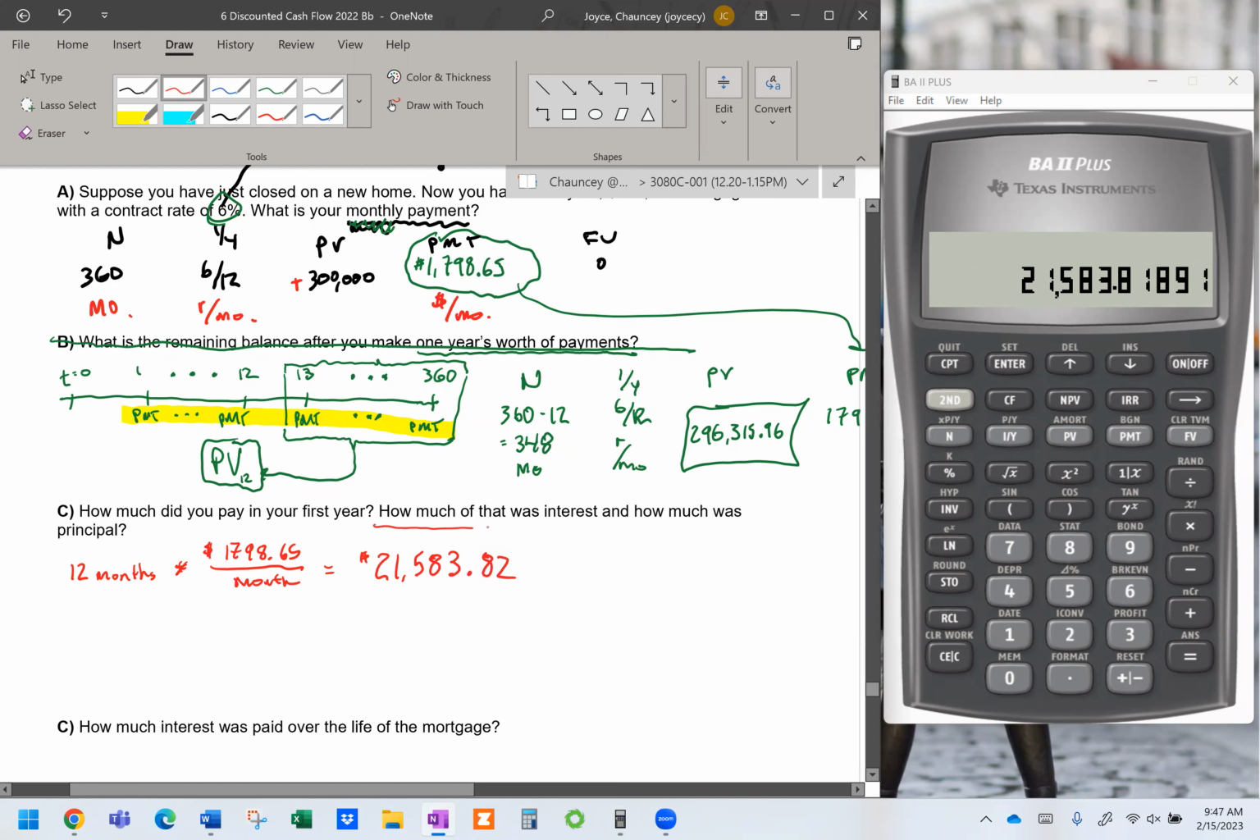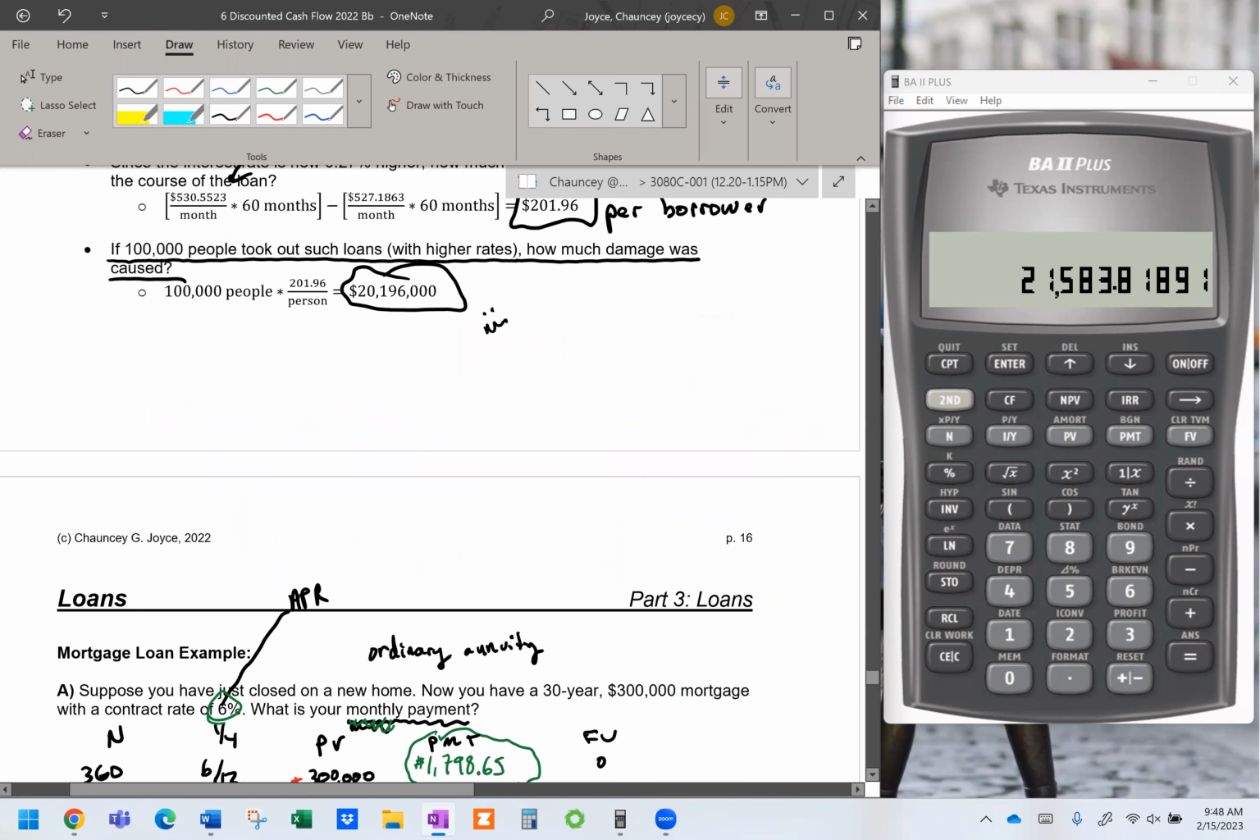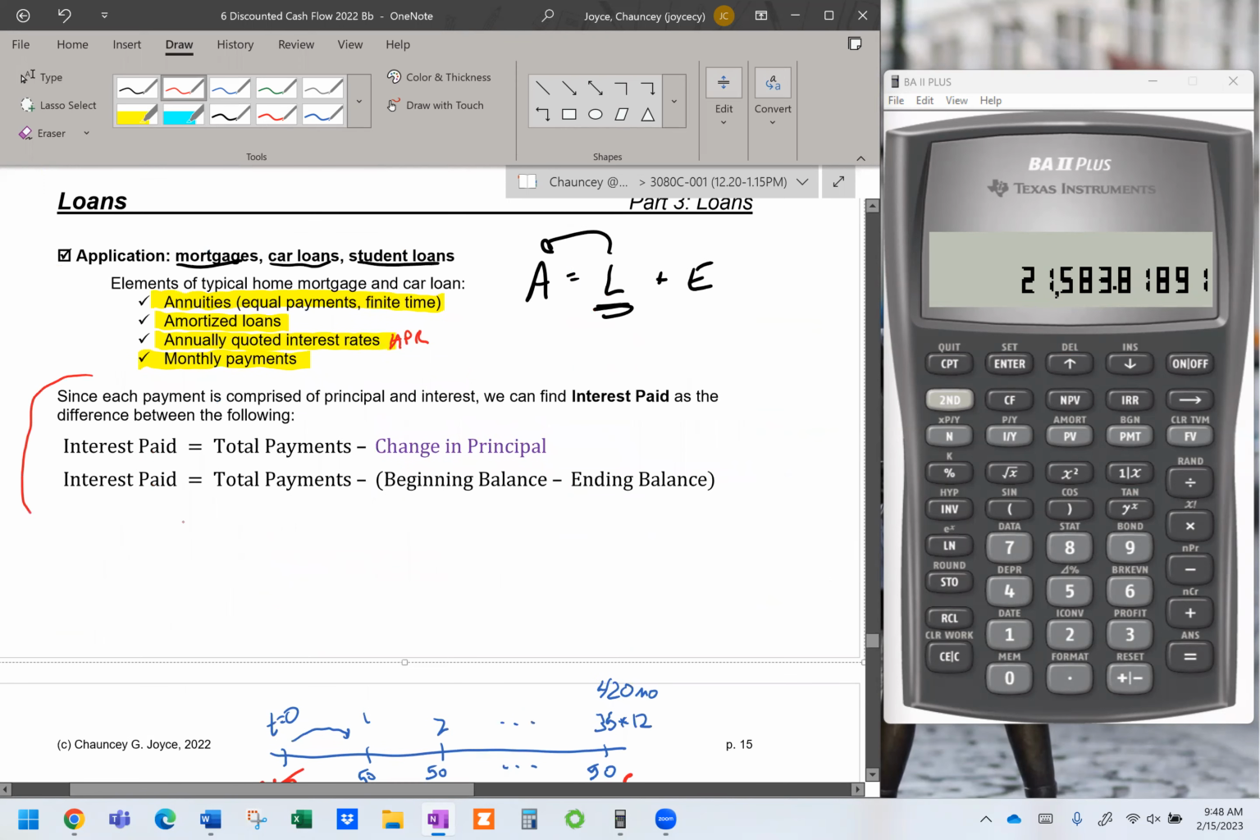And how much was interest and how much was principal? So this was principal and interest. Now, we know the original balance was $300,000. And after 12 months, our principal is $296,315.96. So our change in principal, if we go back up to this equation before, I kind of skipped over it, but we're going to apply this.